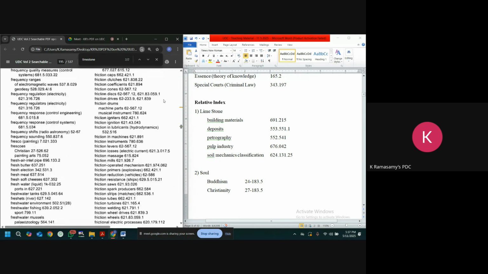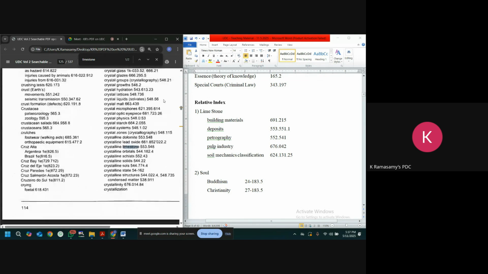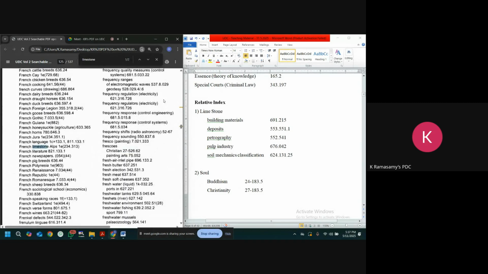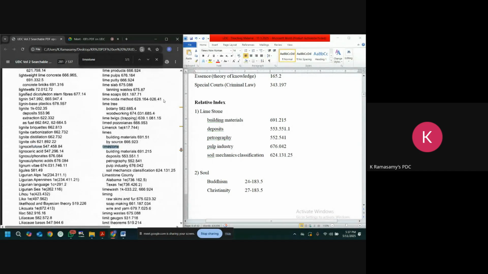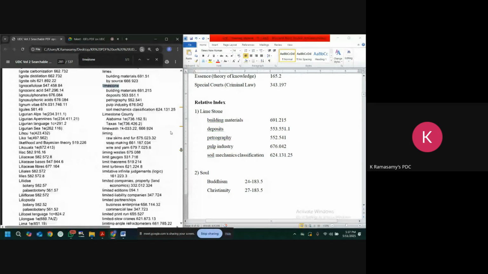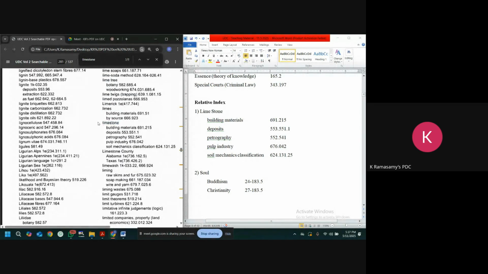Okay, so many limestones are there. The term limestone appears in many places. I just keep on moving ahead to go to a particular term called limestone. I want the entry to start with limestone. You can see here, the entry is here, but the term limestone is not having any number, but the term limestone appears in different subjects: in building materials, in deposits, in petrography, in pulp industry, in soil mechanics classification.